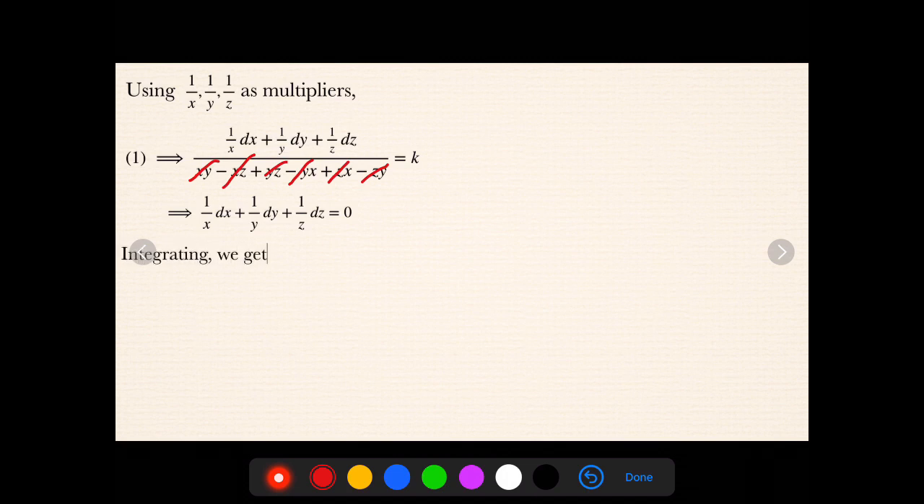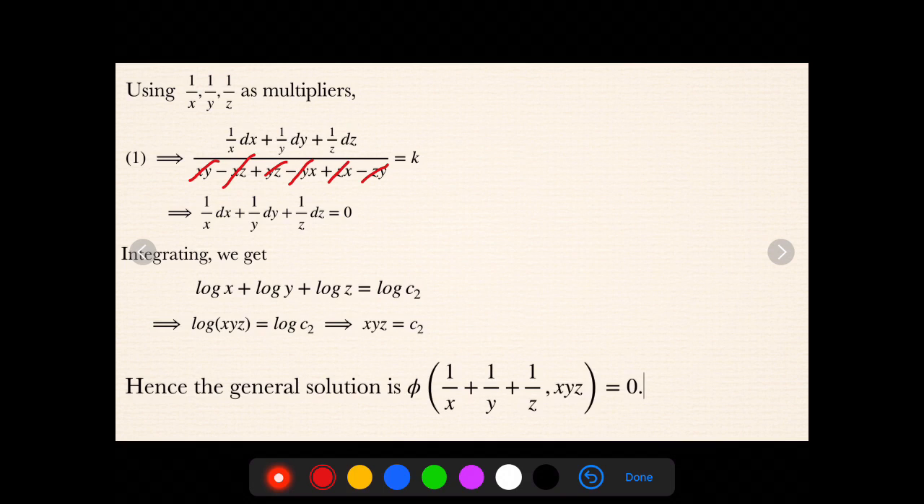So integrate the resultant expression. Integration of 1 by x is log x, log y, log z, use the logarithmic properties. So finally we will get the second solution as xyz is equal to C2. Now form the general solution, phi of u comma v is equal to 0, that is phi of 1 by x plus 1 by y plus 1 by z comma xyz is equal to 0.